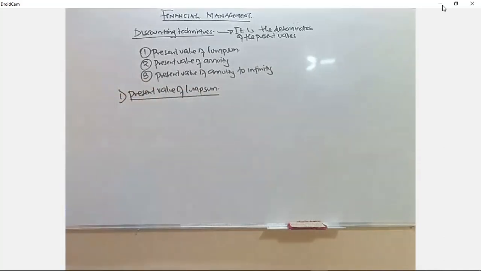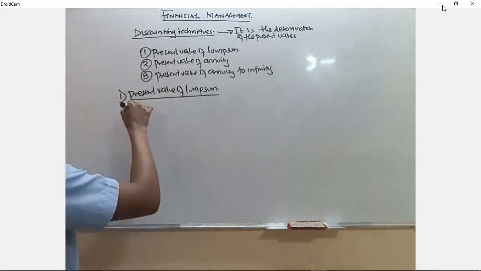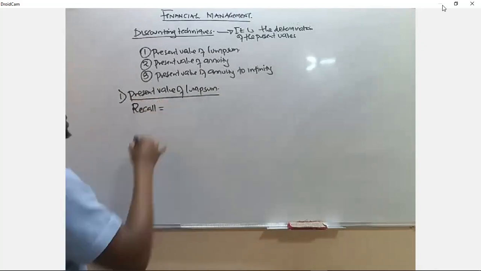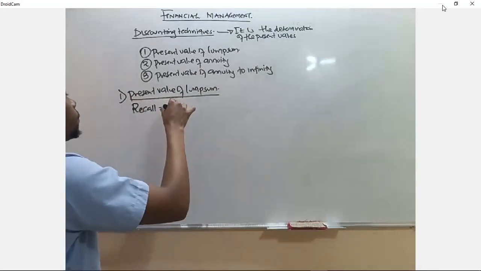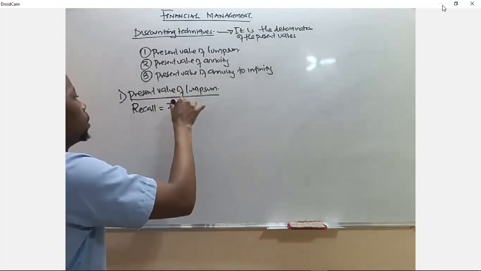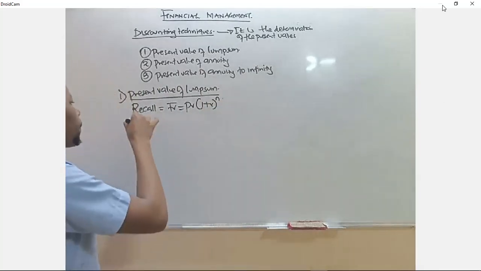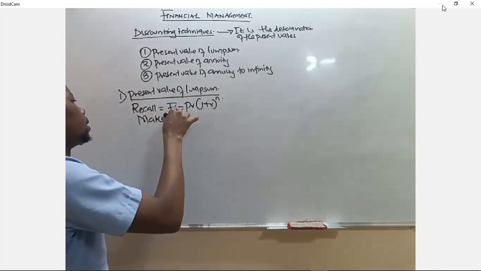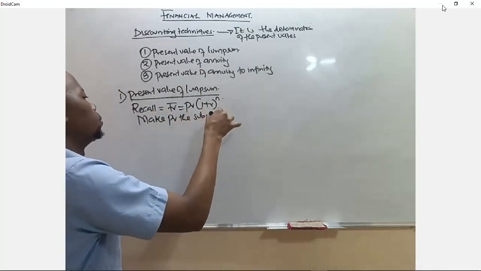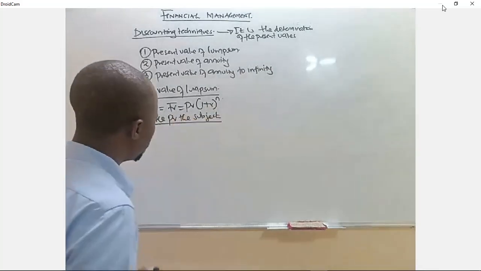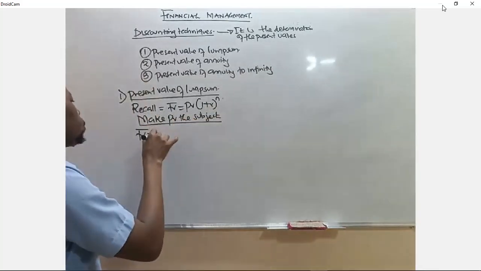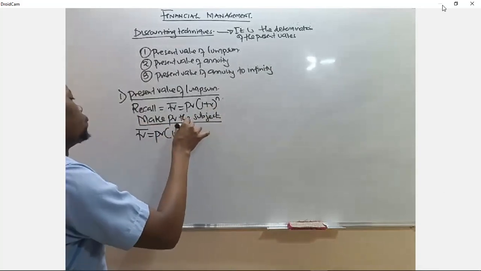Remember, we had a formula for compounding, and we were able to look at it in a different way. Can you recall the formula for compounding? We said, take the future value, which would be the present value times 1 plus r raised to power n, but make the present value the subject. The future value should be equal to the present value, 1 plus r raised to power n.